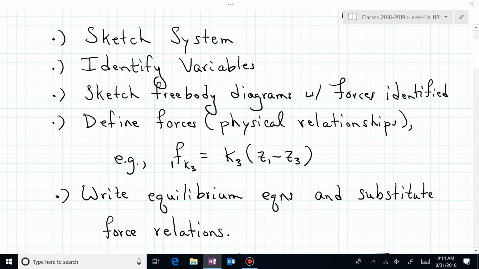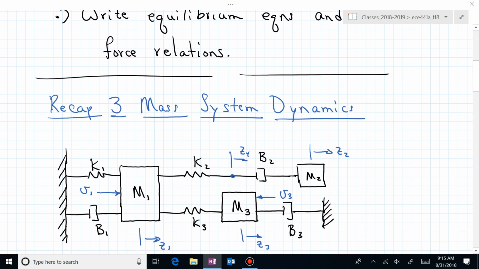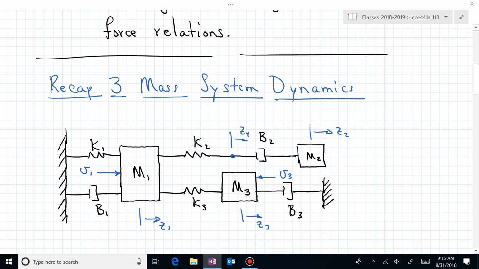So we sketch the free body diagrams for each of those identified points. Then we write the force relationships associated with the free body diagram. And then we do our equation writing via equilibrium equations and substituting in the force relations. I'm going to quickly scroll through this because I want to get to the goal of today, and that is to put all of this into a state space representation.